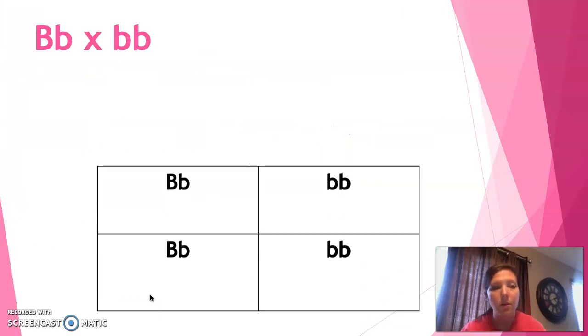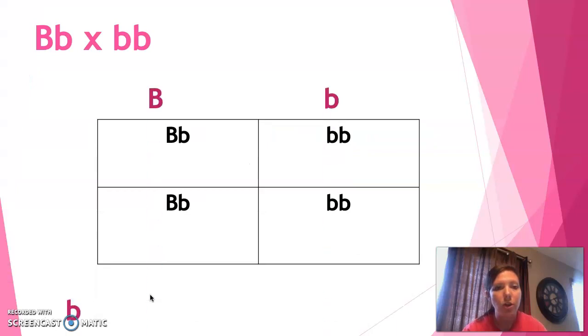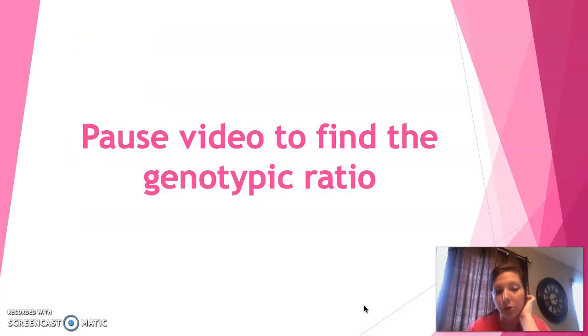So you should have big B, little b at the top and 2 little b's on the side, and it should fill in this way. Okay, if this was not the case, go back to the example, try to figure out where you made your mistake. Okay, so again, I want you to pause the video now, and I want you to find the genotypic ratio. Go back to my examples from the previous one.